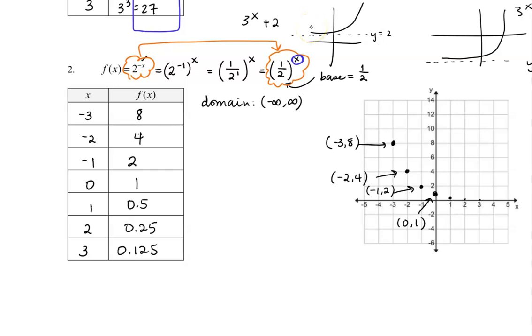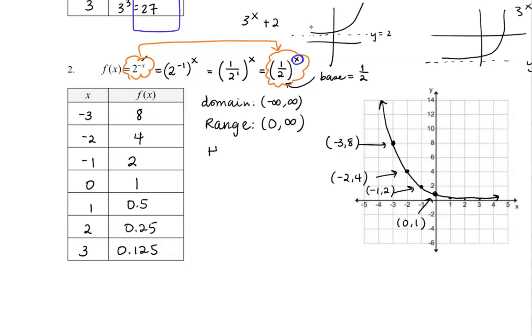So now that I have all of these points plotted, I'm going to connect them. Notice that this makes the same kind of shape as the previous example, but it goes the other way. It's a decreasing function instead of an increasing function. The range of this function is still 0 to infinity. This function does not touch the x-axis.